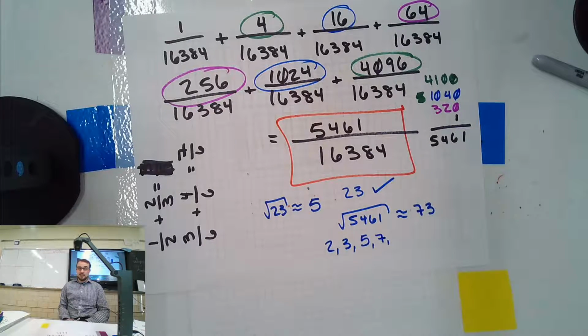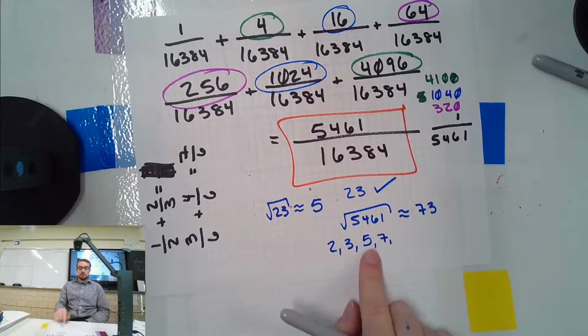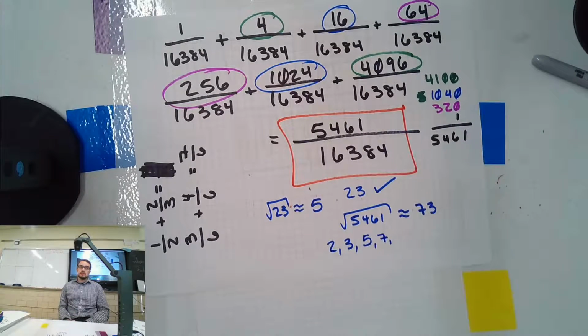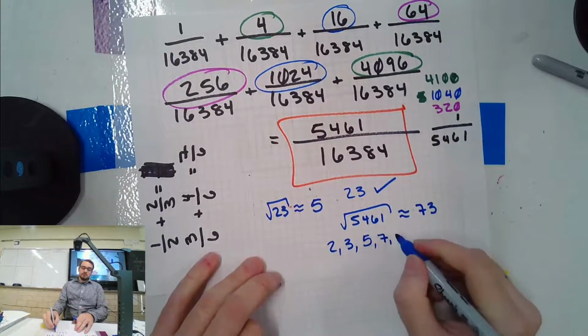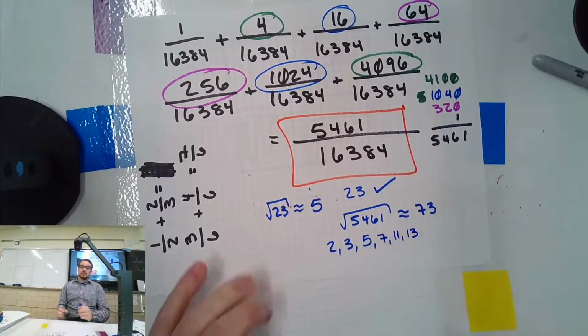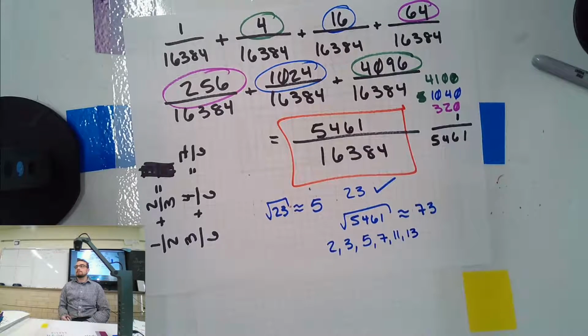8's even. 9 is a multiple of 3. 10, we already said, is a multiple of 5. 11? Go into it? No. 13 almost does. It has a remainder of 1. Nope, we need whole numbers. 14's even. 15 is a multiple of 5. 16's even. 17 is prime, so we need to check that one.